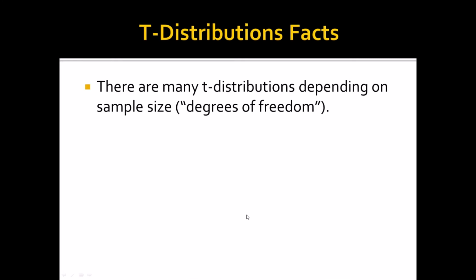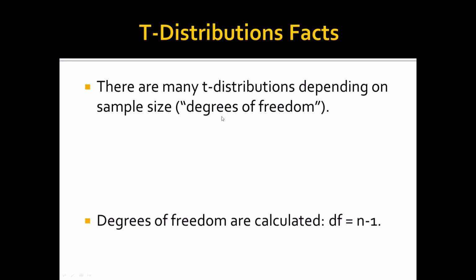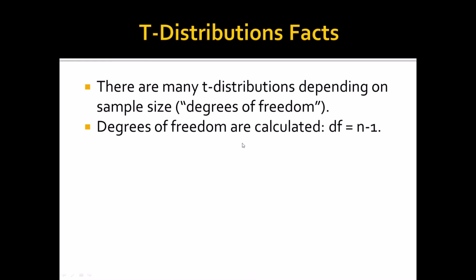First of all, don't be overwhelmed. T-distributions and z-curves are pretty much very, very similar. And there are many t-distributions. So every sample size you have has its own t-distribution, right? And another way to address sample size in statistics is to go to degrees of freedom. You calculate degrees of freedom as n minus 1. So if you have a sample of size 25 and you want to know the degrees of freedom that you have, just subtract 1 and your degrees of freedom comes to 24. So that's very, very simple.